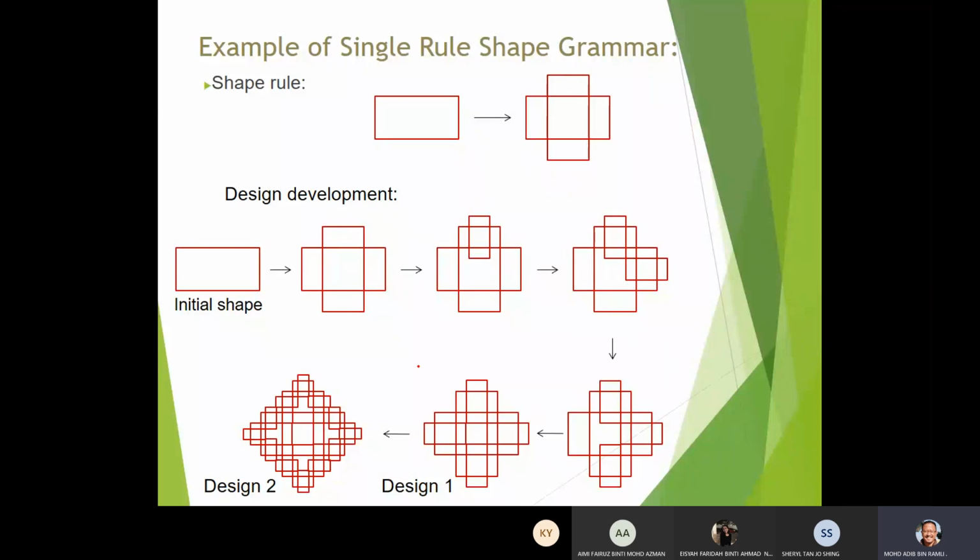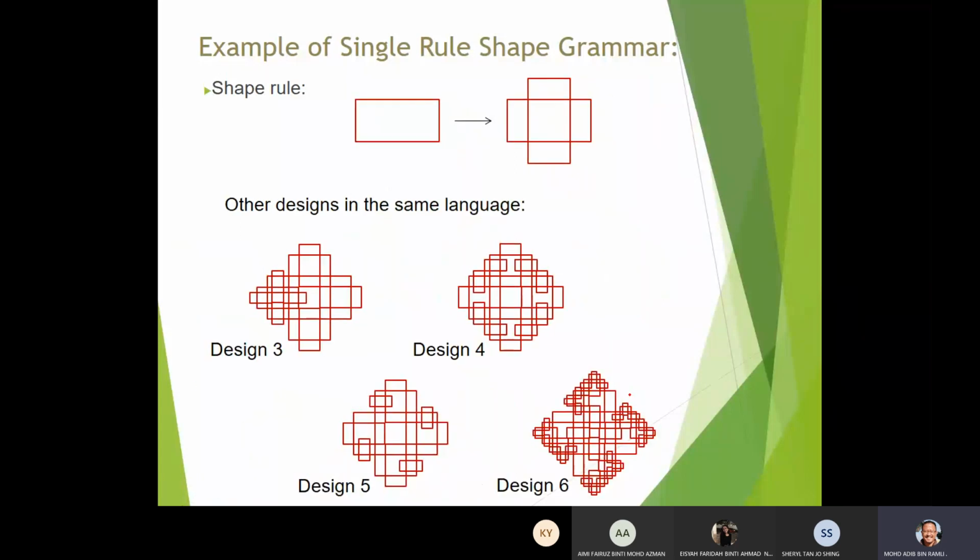And then from here, you can see that you are actually creating even smaller rectangles, where you can apply the rule again and again to all the smaller rectangles. So you apply the rule again. That's how you get design number 2. This is a continuation from the previous one. So you can create different designs. You can create multiple designs using the same rules.